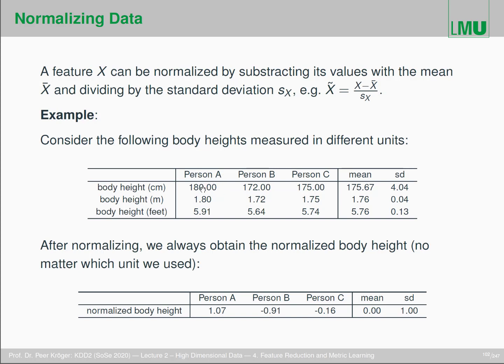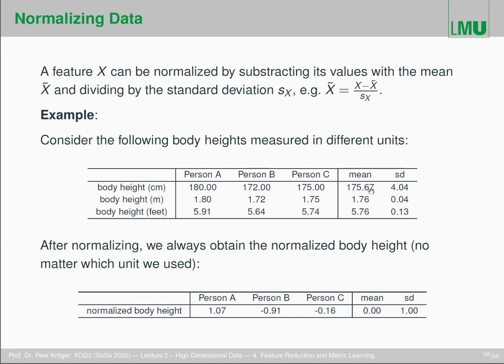So person A is 180, which is 180 centimeters or 1.80 meters or 5 feet 91, what is that, inches or whatever. And the second one is 1 meter 72, so 172 centimeters, and so on. And the third person, something like here.